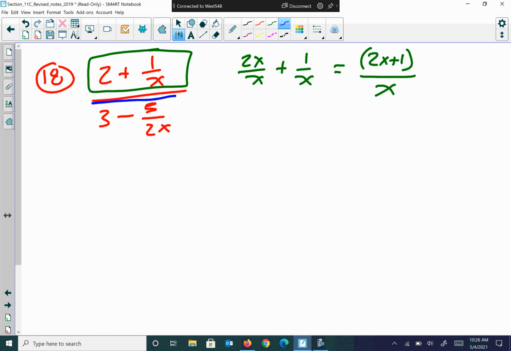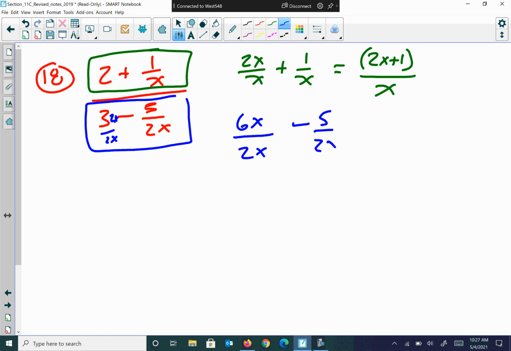And then on bottom, what's my common denominator on that one? 2x? Good. So I'm going to multiply both top and bottom by 2x and 2x. So I get 6x over 2x, do not reduce it, minus 5 over 2x, which then gives me 6x minus 5 over 2x.